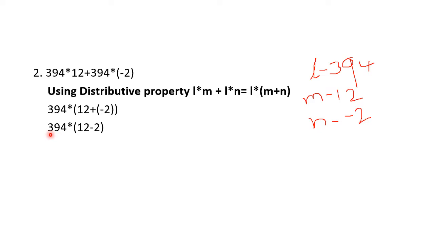Next step, 394 into, now we have to multiply this plus into minus. When plus into minus, you will get minus. So you have to always remember this: plus into minus is minus. So 12 minus 2. In the next step, 394 into 12 minus 2 is 10. Now we can multiply 394 into 10 and you will get 3940. I hope you understood this.